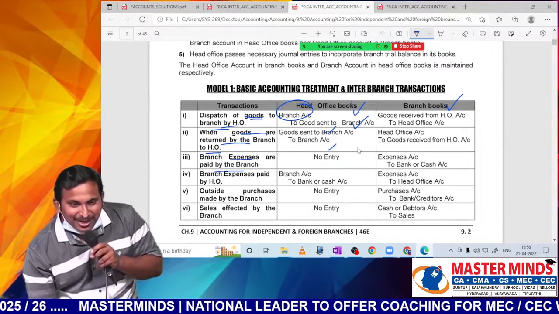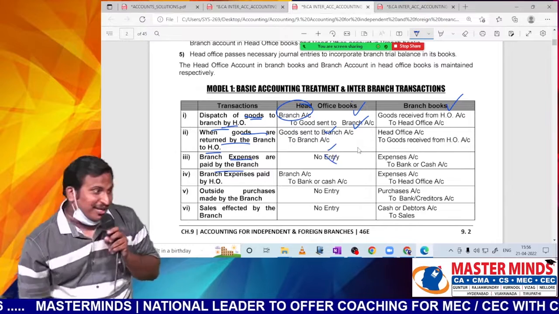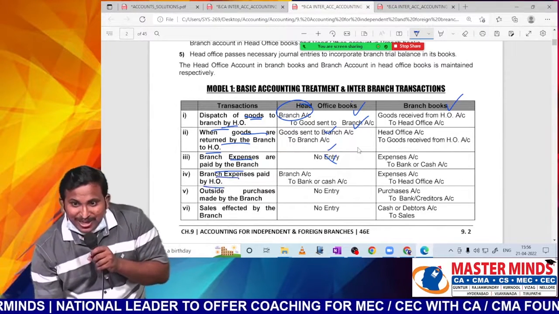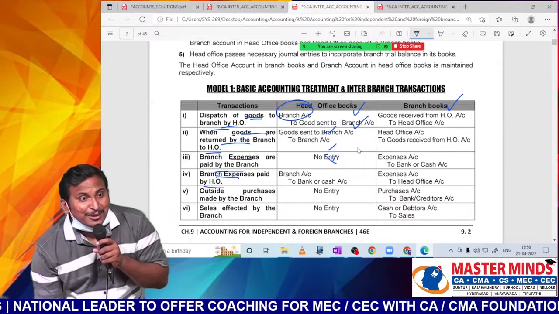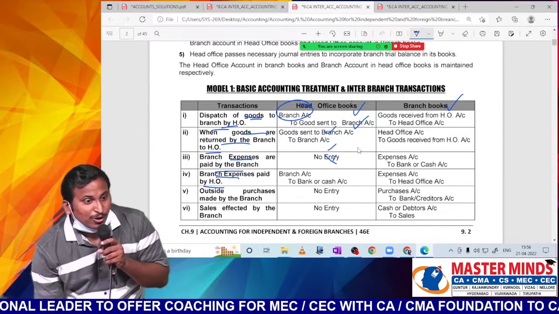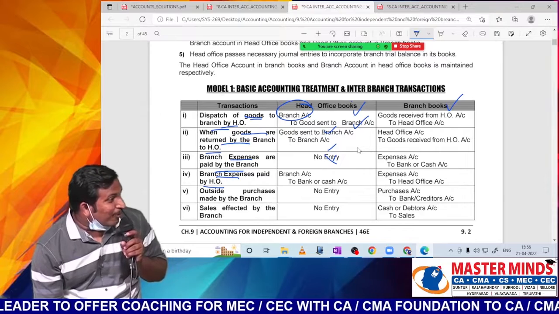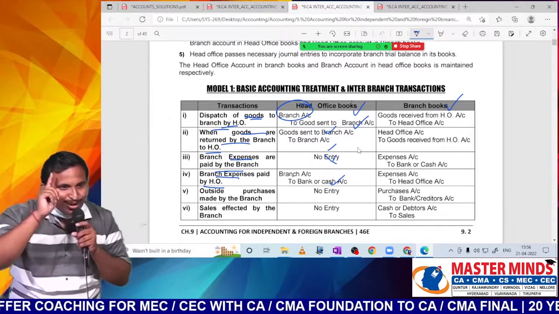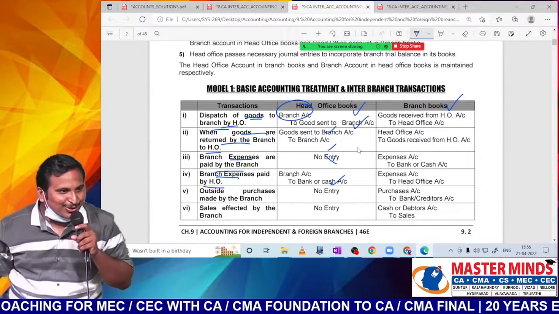Branch expenses are paid by branch: you are not involved, no entry. Branch expenses are paid by head office: we have paid, so the bank balance will go. Credit bank, debit branch. Don't look at the other aspect. Look at only one aspect, and automatically you can fill in the other aspect.